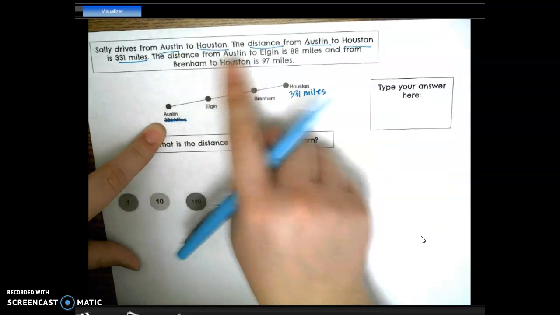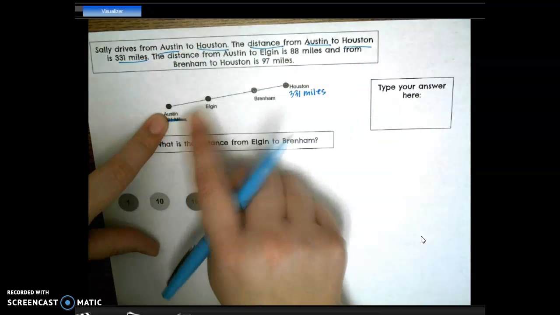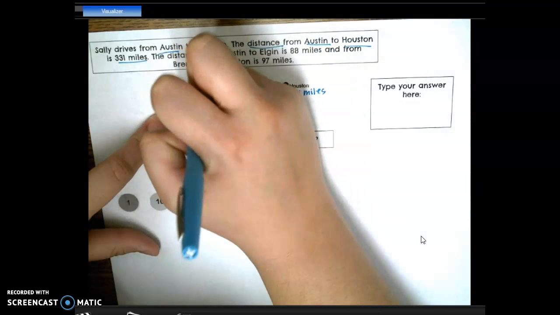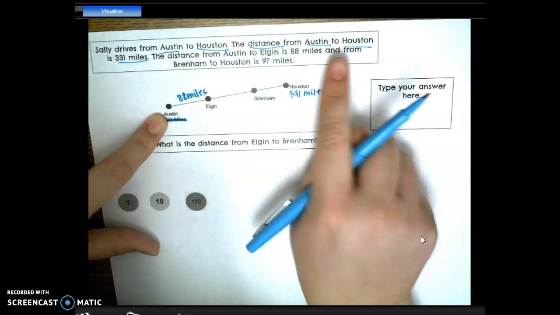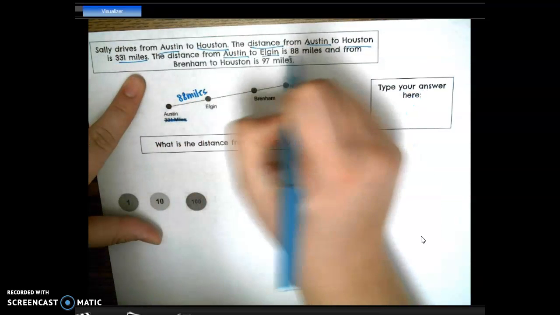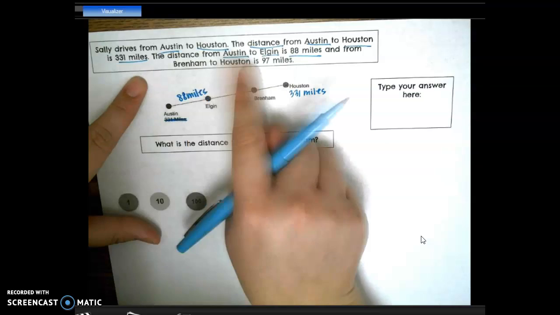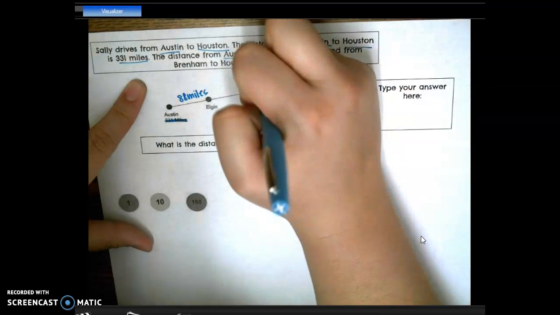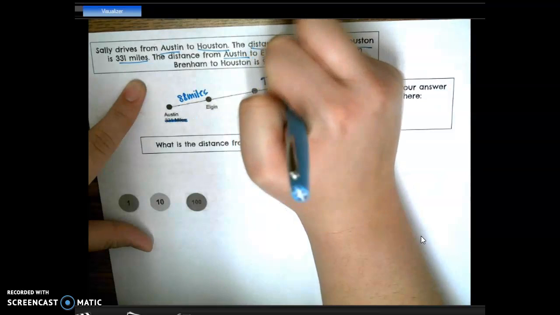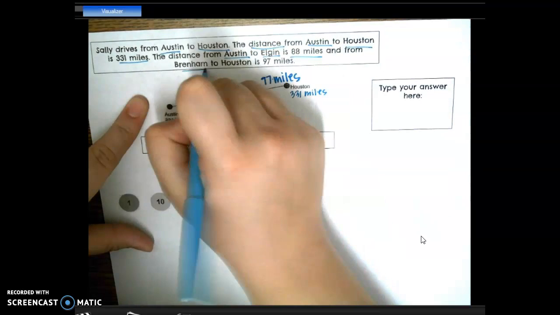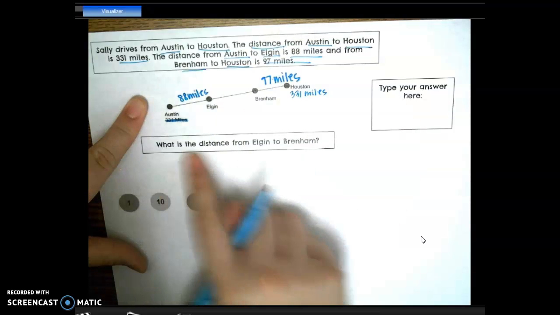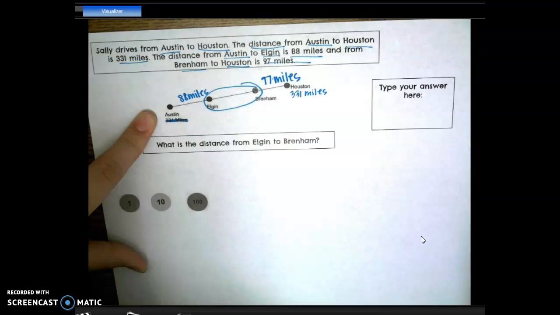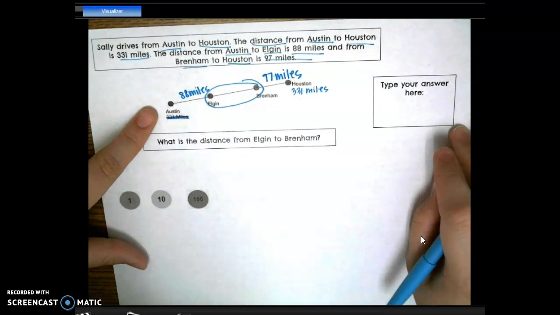The distance from Austin to Elgin, from here to here, is 88 miles. And the distance from Brenham to Houston is 97 miles. What is the distance from Elgin to Brenham? So this right here is what you're trying to figure out, okay?